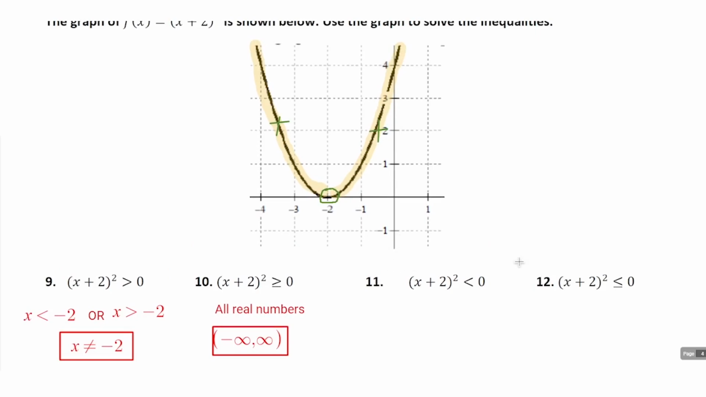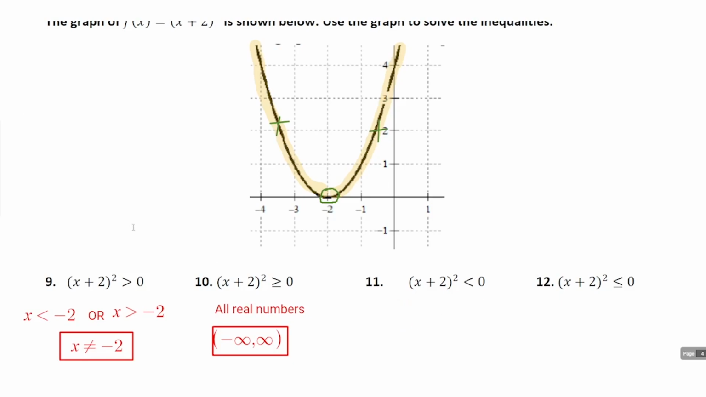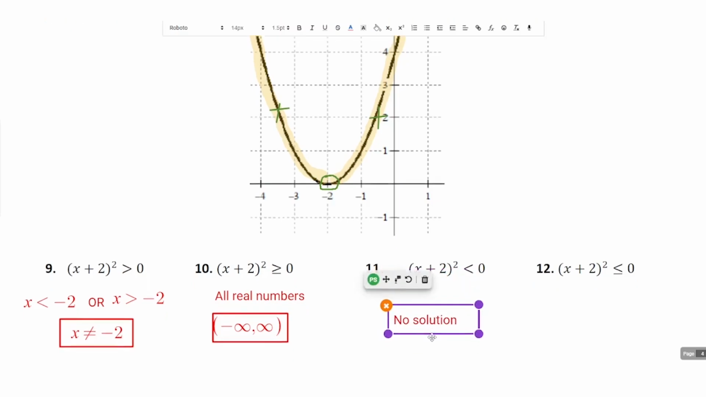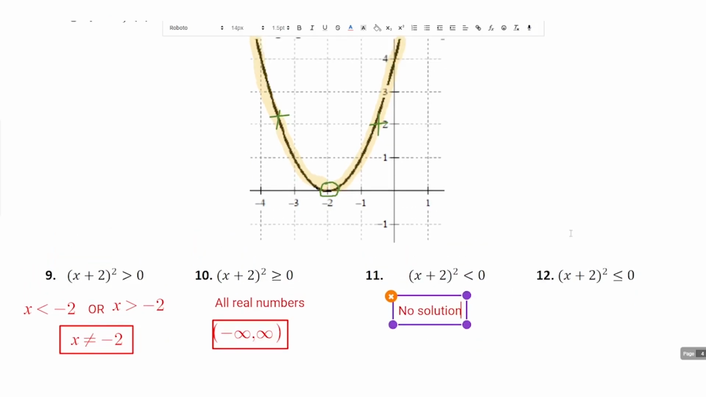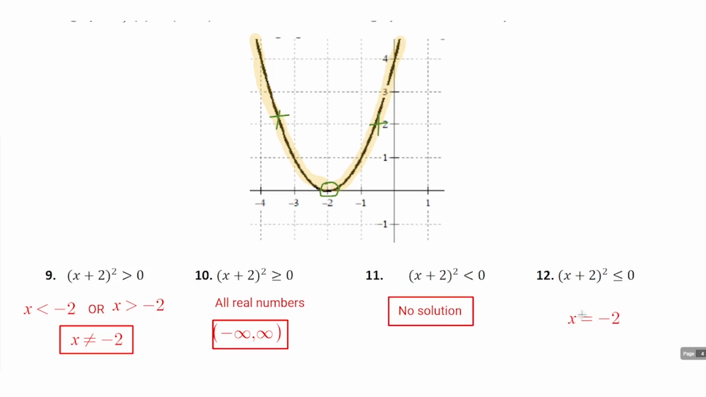Number 11 says, when is it less than 0? So when is it negative? Well, never, right? It's never below that x-axis. So here you would just say there's no solution. And then for 12, when is it less than or equal to 0? Well, just like we said for number 11, it's never less than 0, but it does equal 0 at this one point. So the only number that's going to actually work here is x equals negative 2. Kind of a weird one, but not too hard when you actually have the graph.